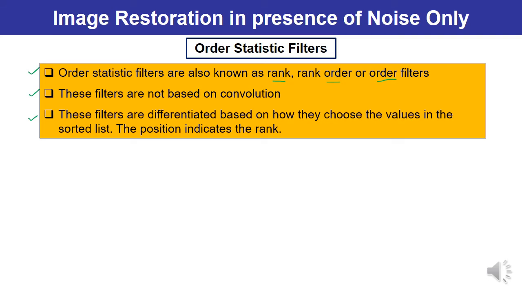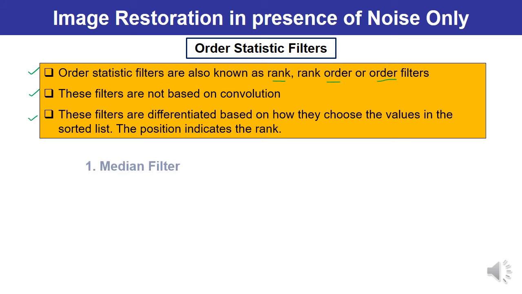And in mathematics, you have studied how to calculate the median, how to find the maximum in a given set of numbers, how to find the minimum, and what the midpoint would be. So accordingly, order statistic filters are differentiated based on how they choose the values in the sorted list. For example, the min filter uses the minimum value in the sorted list, the max filter uses the maximum value in the sorted list. Let us study one by one in detail.